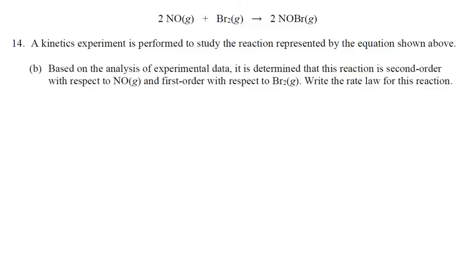Part B. Based on the analysis of experimental data, it is determined that this reaction is second order with respect to NO and first order with respect to Br2. So we're getting that from the analysis of experimental data. So to write the rate law, it would be rate equals K times the concentration of NO raised to the second power because it's second order, and then times the concentration of Br2 raised to the first power. Now, we didn't get those orders from the coefficients in the overall chemical equation. We got it from the analysis of experimental data. So second order with respect to NO, first order with respect to Br2.